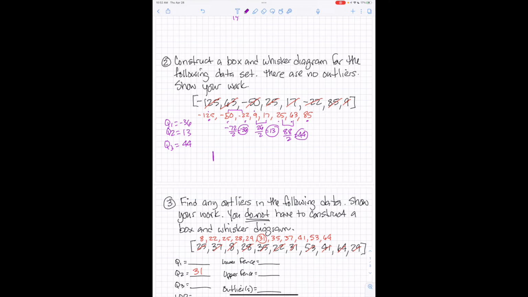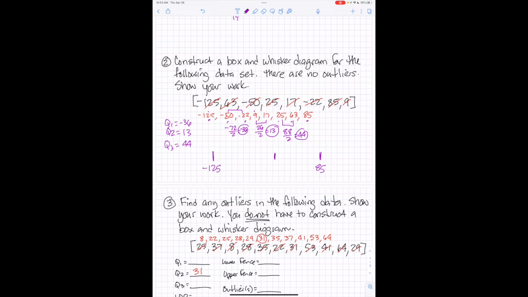So my min is -125. My max is 85. My Q2, the median, is 13, which is closer to 85 than to -125. So I'm going to place it about right here.